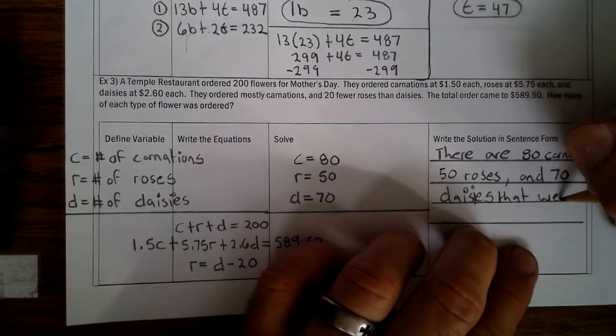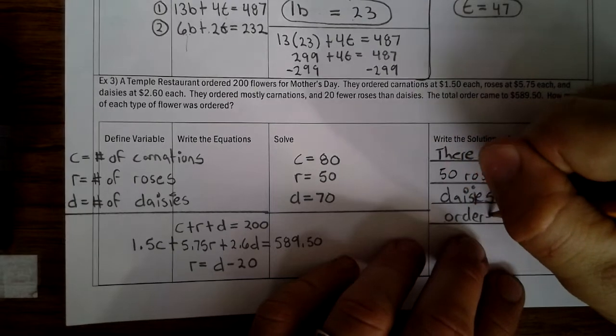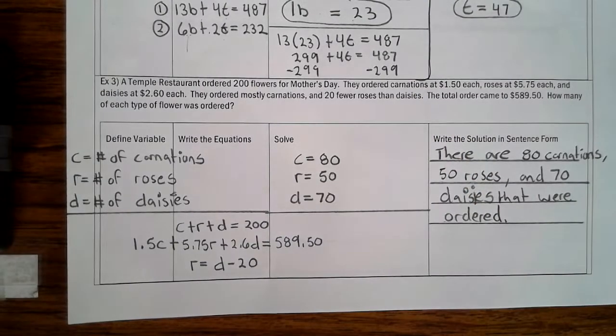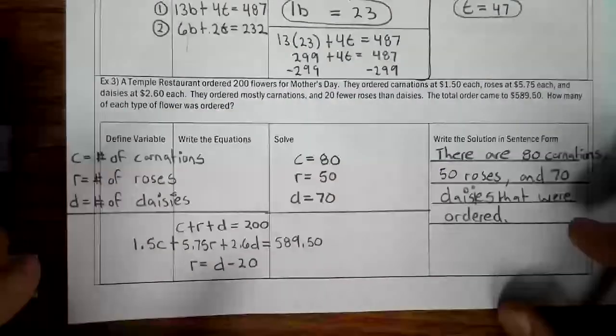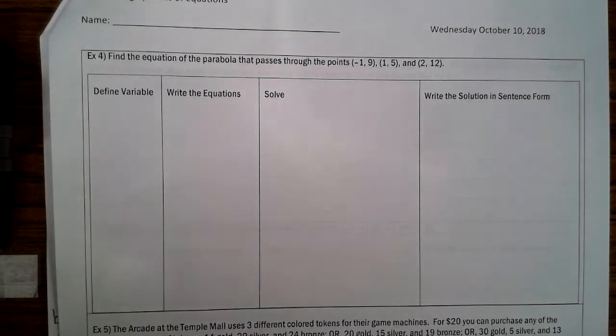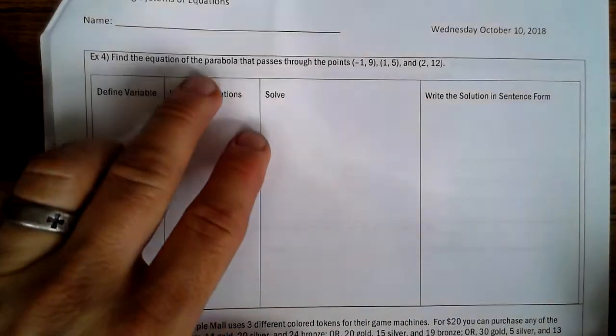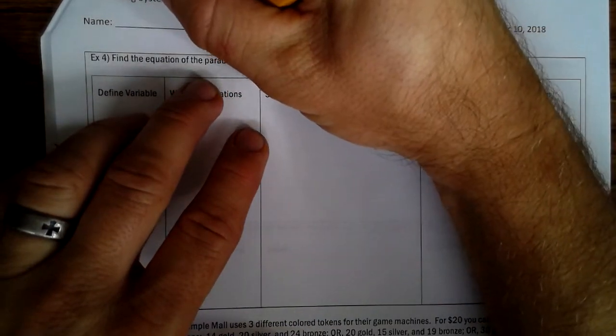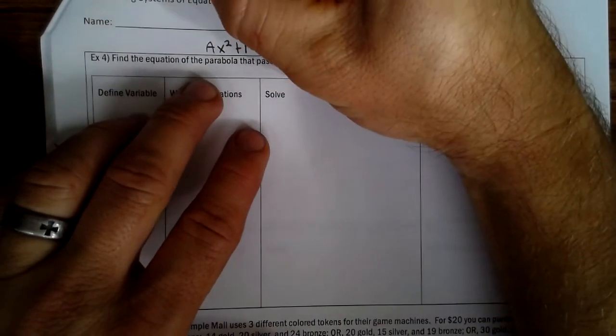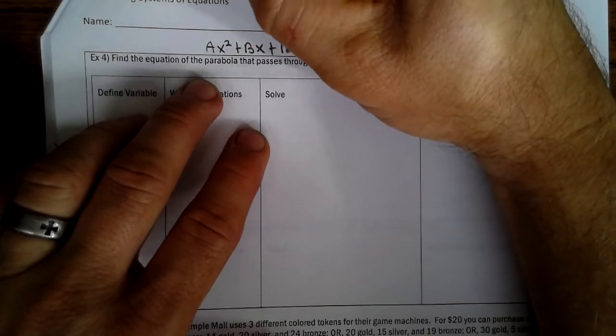All right, now let's look at example 4. Find the equation of the parabola that passes through the points (-1, 9), (1, 5), (2, 12). All right, so this one is a very special type of problem. Now, a parabola is in the form of ax squared plus bx plus 1c equals y. Now that's important because this is an x and y point, this is an x and y point, and this is an x and y point.